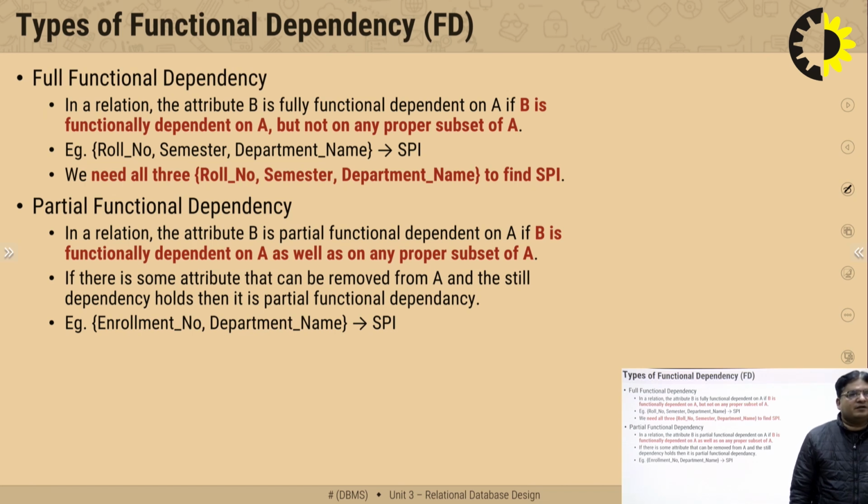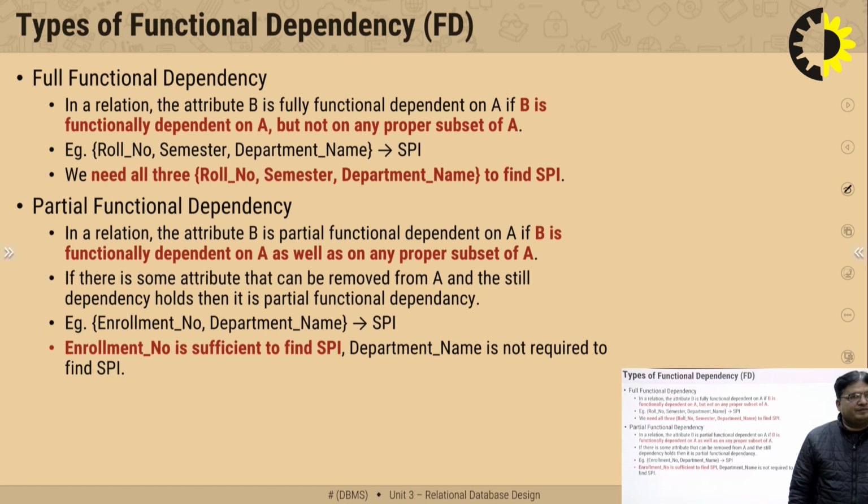Enrollment and department name determine the SPI. Now enrollment number is sufficient to determine SPI. Department name is not required. So the subset enrollment is also determining SPI. Therefore, it is an example of partial functional dependency. In partial functional dependency, the subset of A also determines the attributes. So that is an example of partial functional dependency.